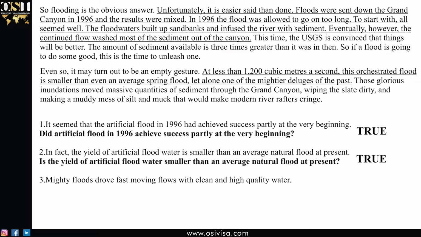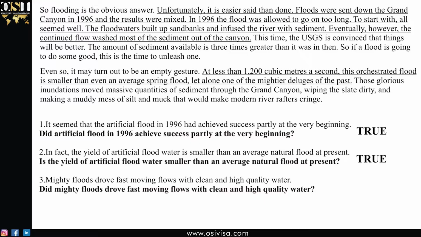And with the last one, let's look at the statement here. It says, mighty floods drove fast moving flows with clean and high quality water. And if you convert it into a question, it becomes, did mighty floods drive fast moving flows with clean and high quality water? So did they create flows with clean and high quality water, or did they not? That would be our question. So now we have already read most of the passage, so I'll just mention this quick thing which I am aware that most of the people know.